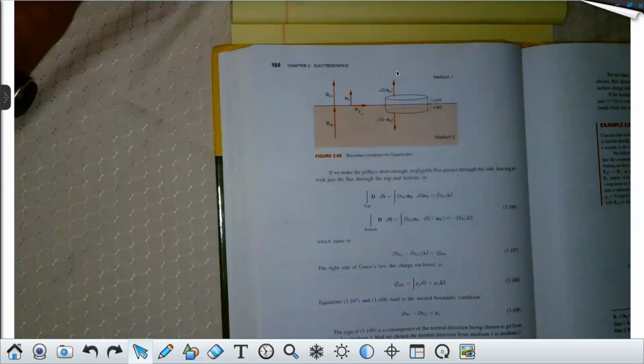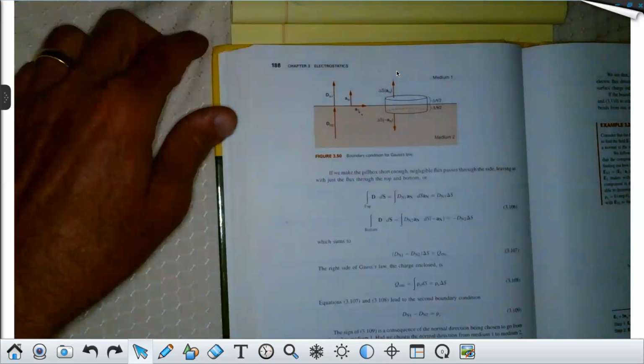The best way to get familiar with this is do a few problems using this and just apply it. And the key thing is getting A21 right. Everybody okay with that? All right.